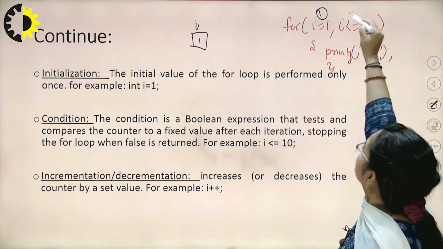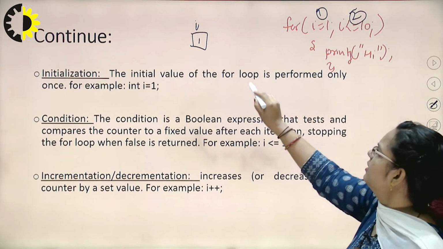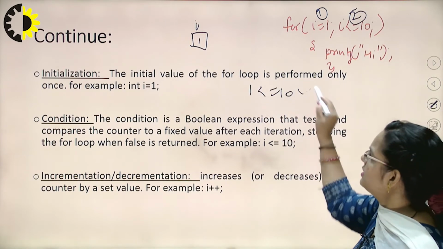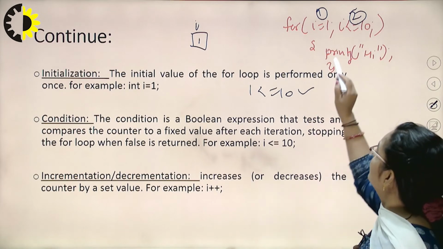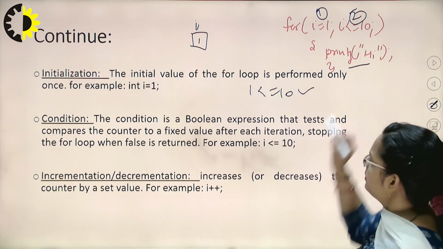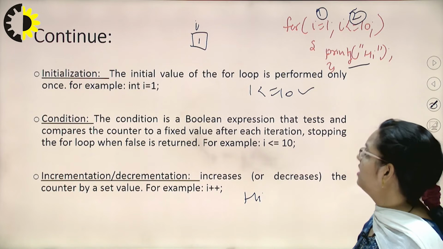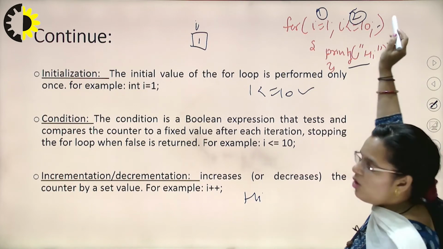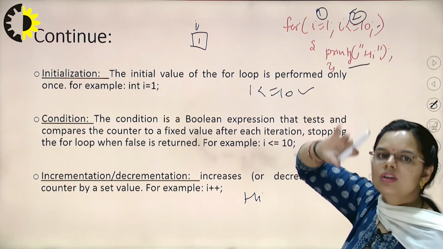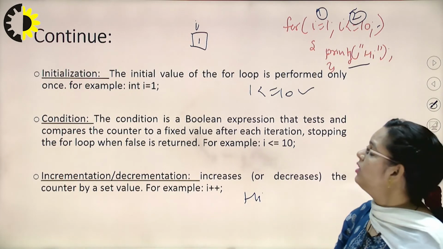The next step is this, the condition would be checked. Is 1 less than equals to 10? The compiler says yes, this is true. Then it enters inside the body of the for loop and prints hi. Hi would be printed. It will not get any updation here because we have not entered any value.